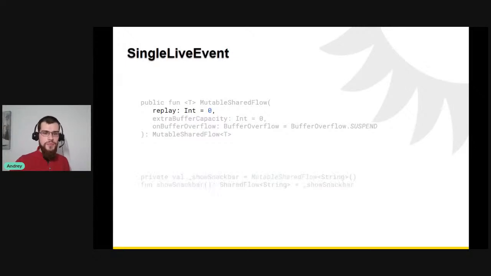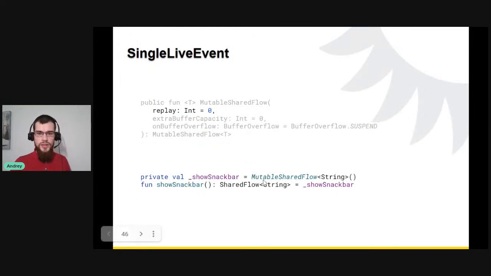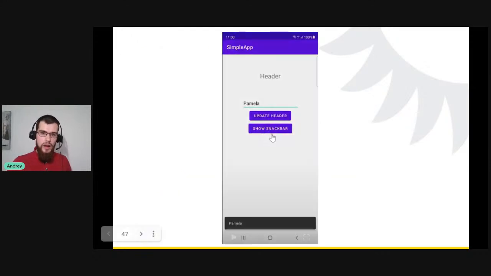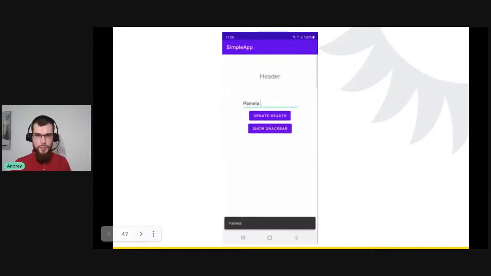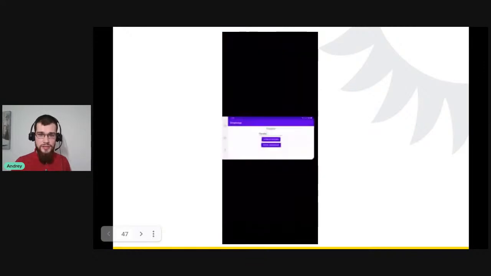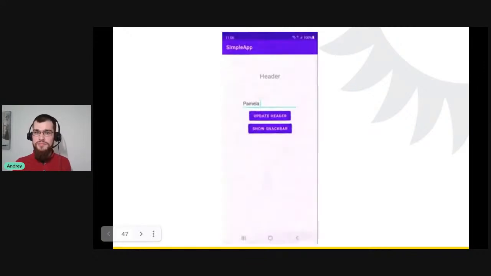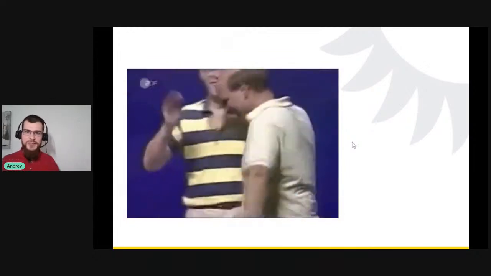And finally, let's test our latest code. We just replace MutableStateFlow with MutableSharedFlow and remove the initial value. So let's enter some name, then click show snackbar, rotate our screen, and everything worked fine. Let's do another victory dance.